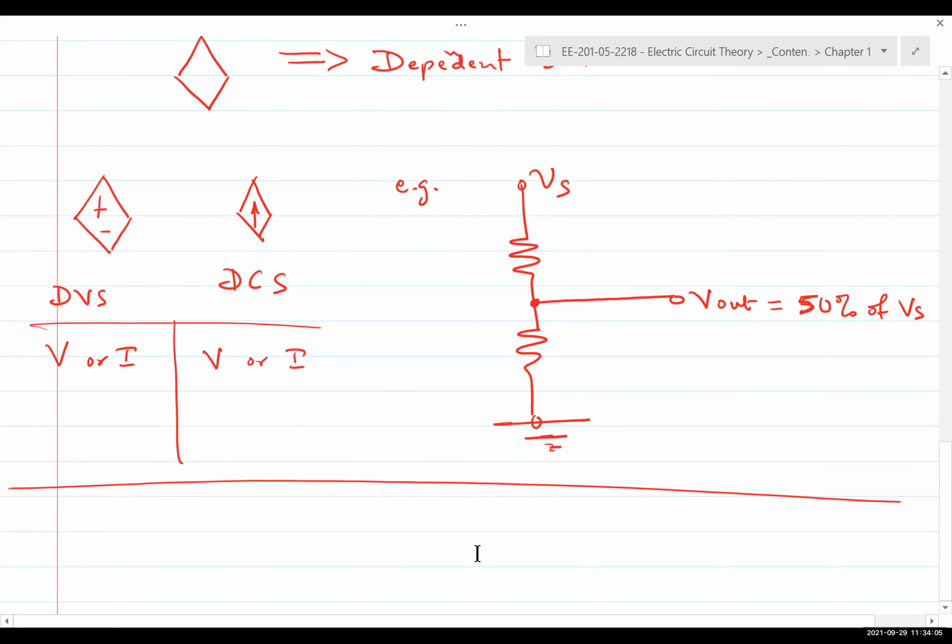And Vs is right there. So V out would be 50% of Vs. If Vs remains at 10 volts, then V out would be 5 volts. If Vs changes to 20 volts, then V out would change to 10 volts. So it will remain constant. So it's a voltage source, but it's dependent on Vs. And hence it would be a voltage controlled voltage source or dependent voltage source.